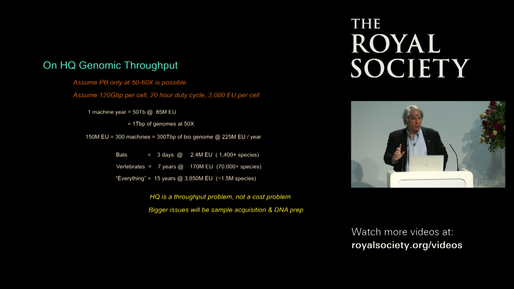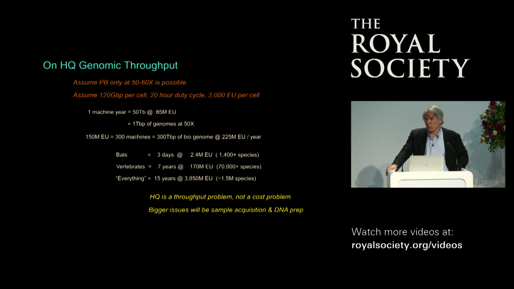Now remember, the Human Genome Project cost 3 billion. Okay, that was to do 3 gigabase per genome. We're talking about 1.5 million genomes, everything, for 3.8 billion, which in inflation-adjusted amounts is less than the Human Genome Project, okay? But that's not the story.